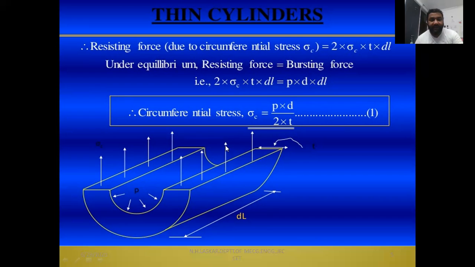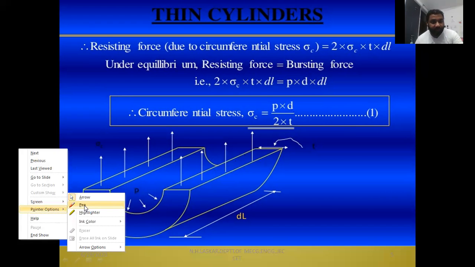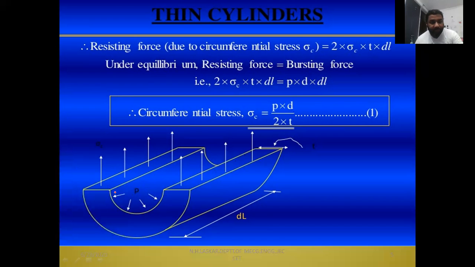Now pressure acts on the area, small d into dl. What is small d? Small d is the internal diameter. So the area will be small d multiplied by dl. This is small d, and this is your dl. So this is the area in which the pressure P acts, and the force will be P into d into dl.